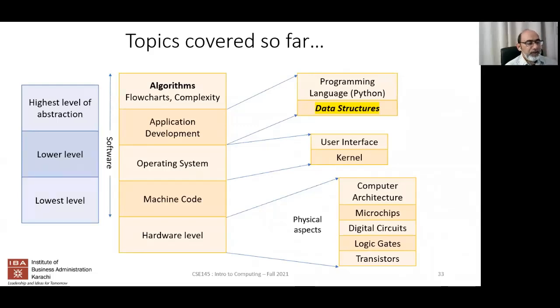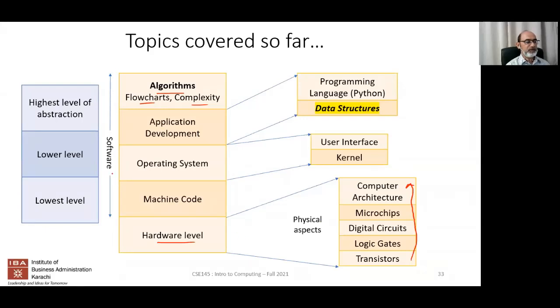Okay, so the topics that we've covered so far in this course, let's just take a quick look. We started off by looking at algorithms. We looked at flowcharts and complexities. And then we jumped to the hardware level, okay? We went all the way from transistors, logic gates, digital circuits, microchips, to computer architecture, okay? And then we also looked at machine code.